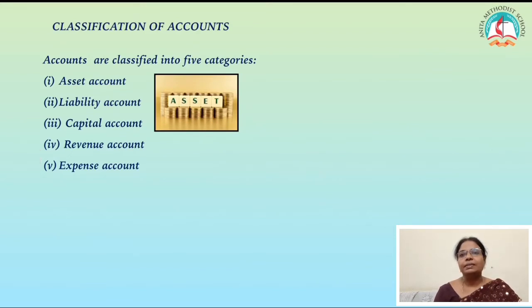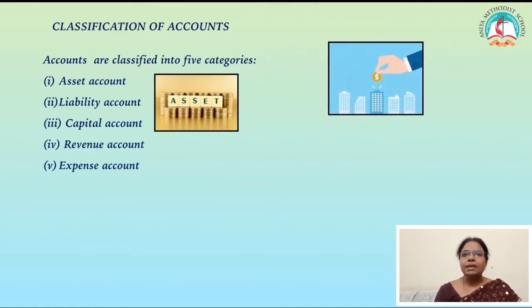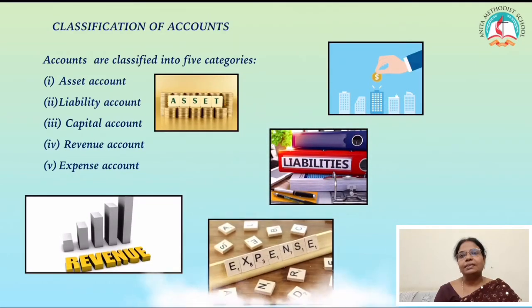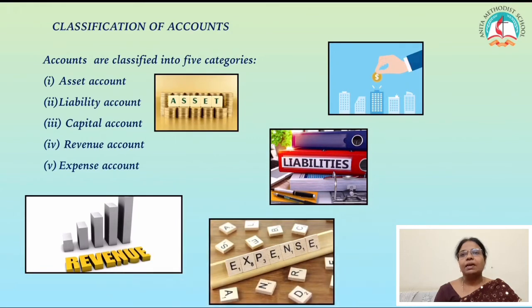Example, land and buildings, machinery, these all come under asset account. Liability account: financial obligations of an enterprise towards outsiders come under liabilities account. For example, creditors account, outstanding account, these all come under liabilities. Capital account: financial obligations of a business enterprise towards its owners are grouped under this category. For example, capital contributed by owner is a capital account.